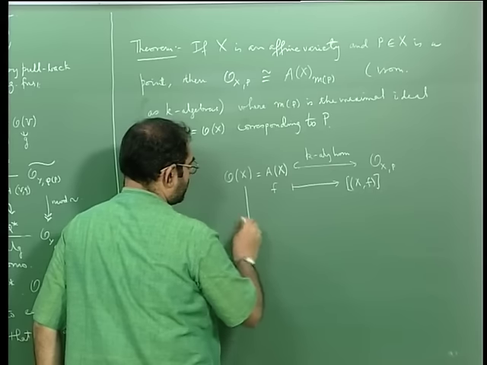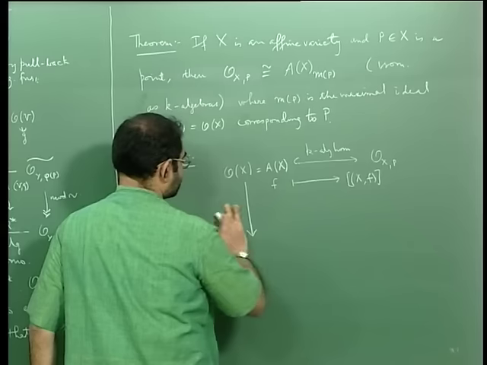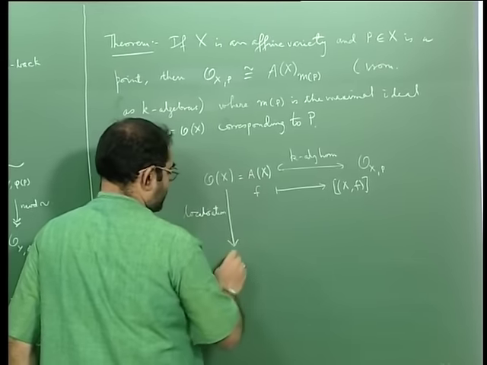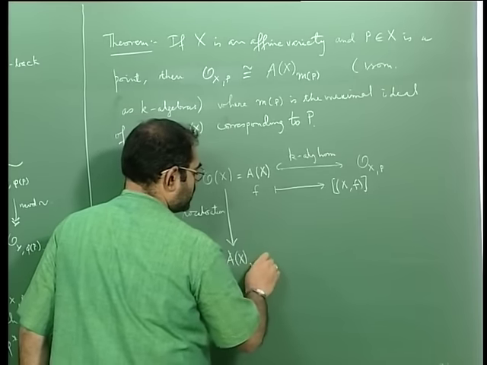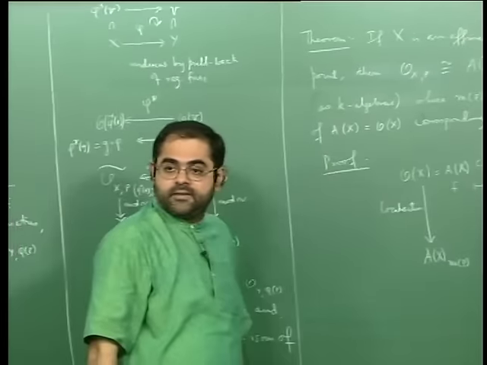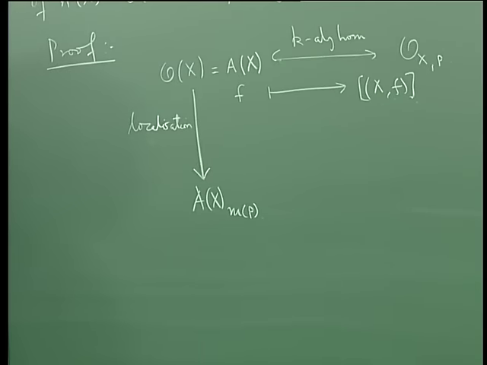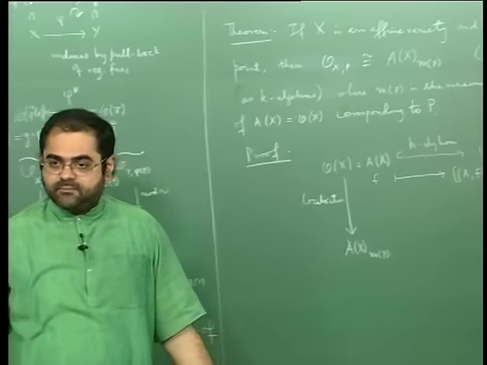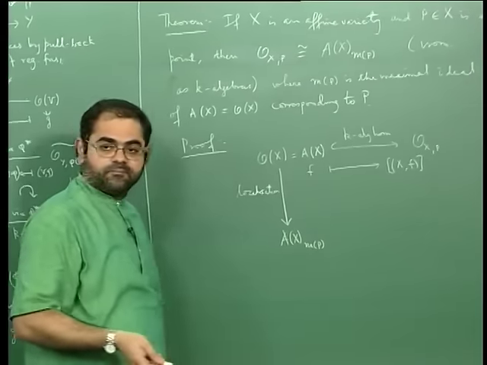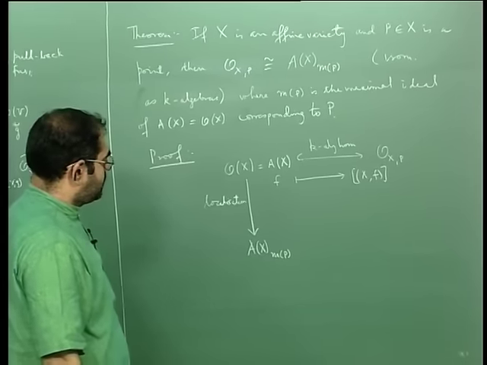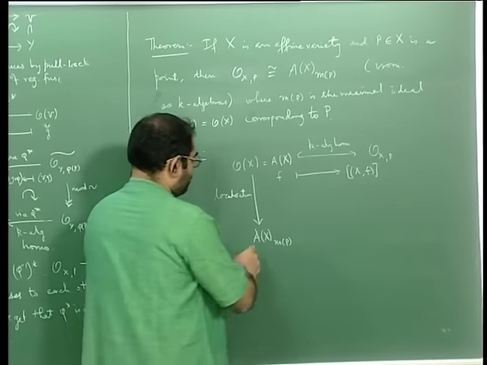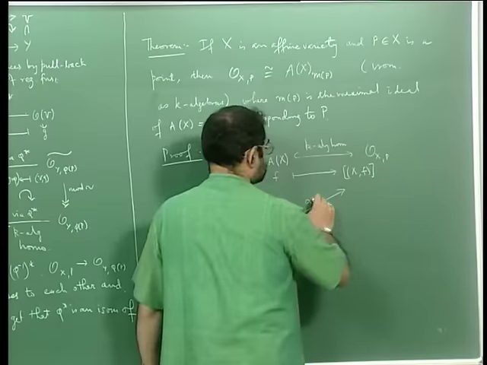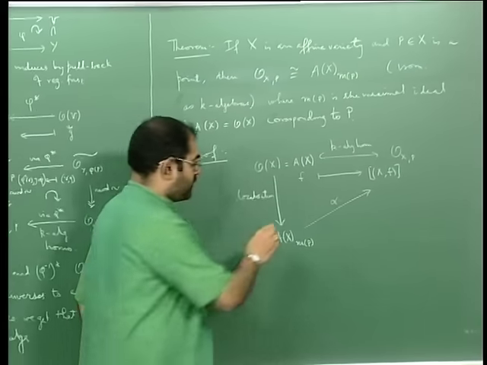Then you also have the localization map, which is the localization of this ring AX at the maximal ideal corresponding to the point p, okay. Of course, mp is all those functions in AX which vanish at p, that is all, it is a maximal ideal, right. And so the fact is that you get a map alpha like this because of the universal property of localization, okay.